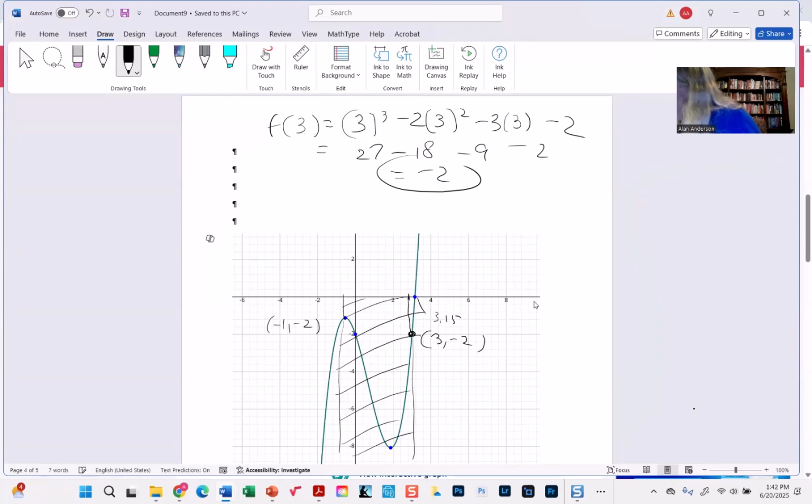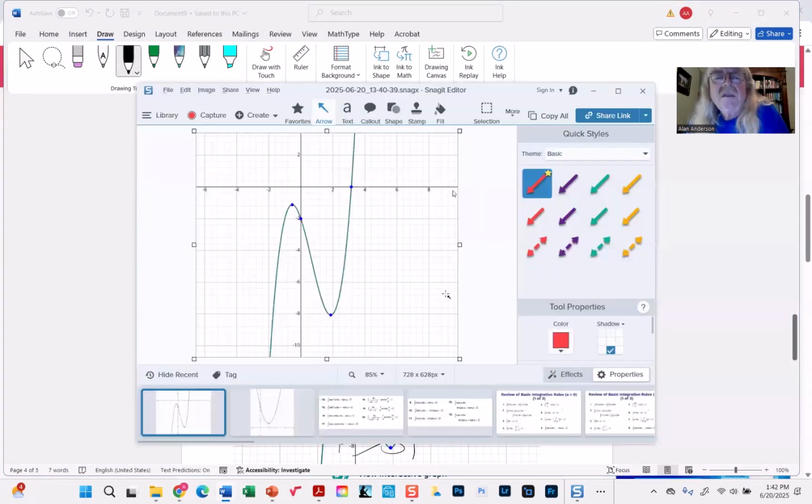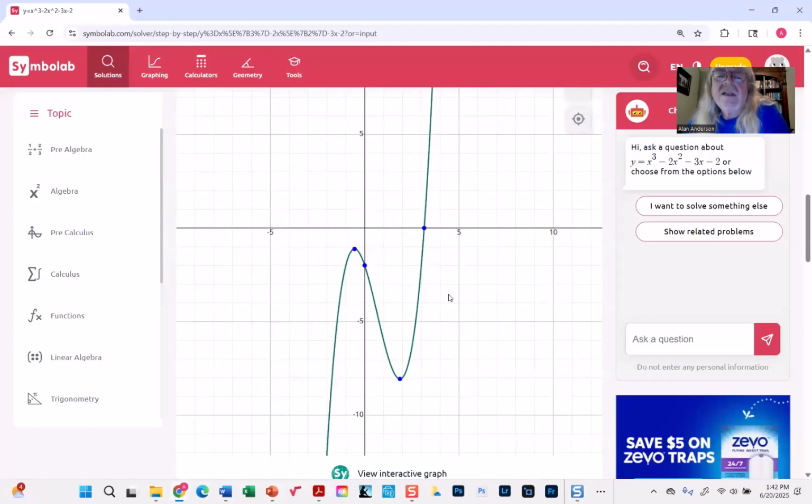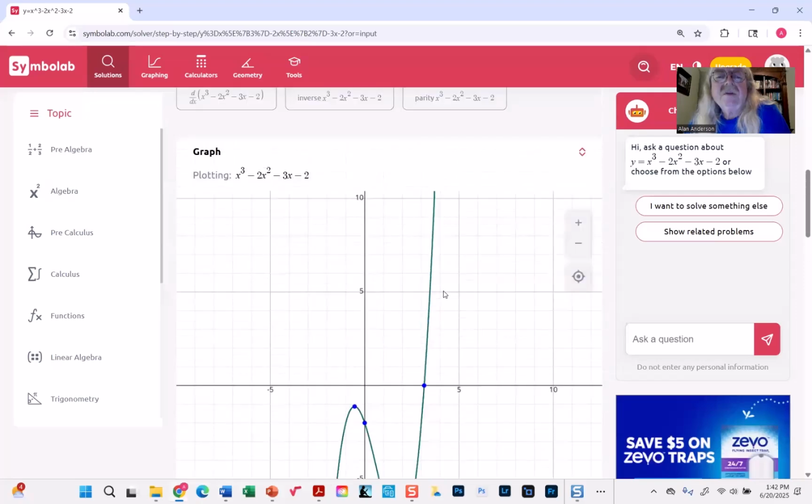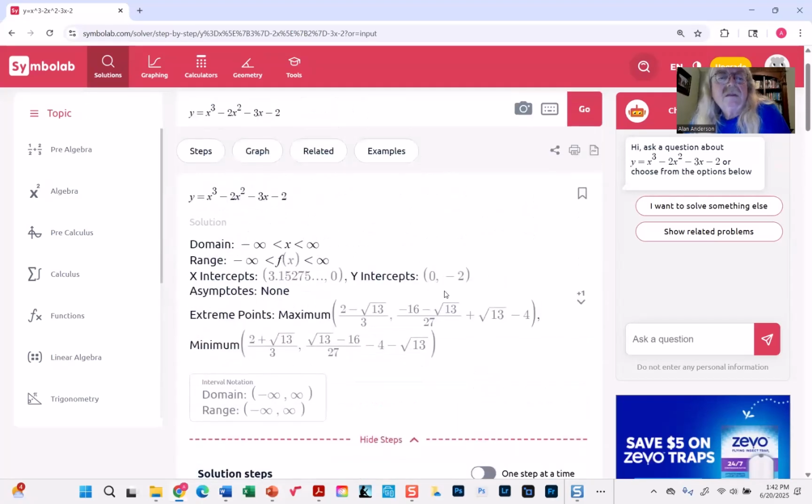You can see there's a minimum way down here. And because it's a closed interval, it looks like this is our maximum. Now, they're not giving us the answers here. I think we can ask Symbolab, though, to identify them.